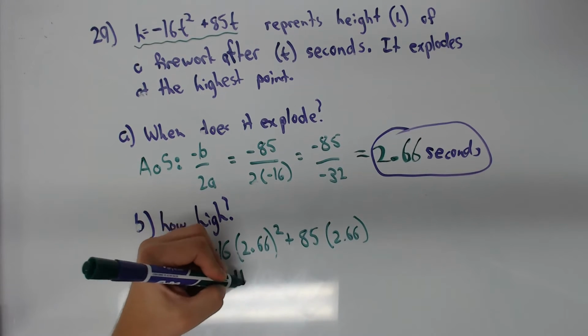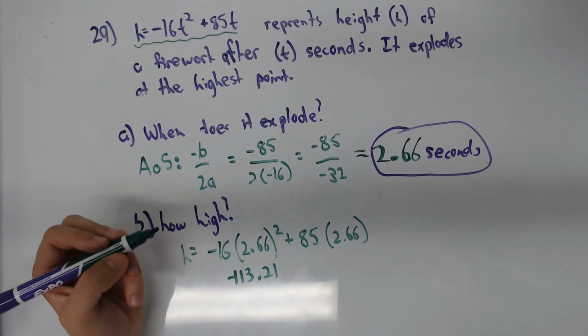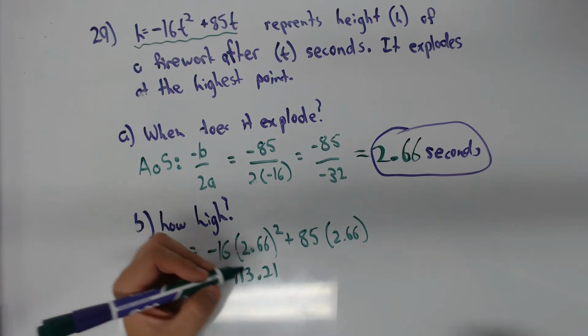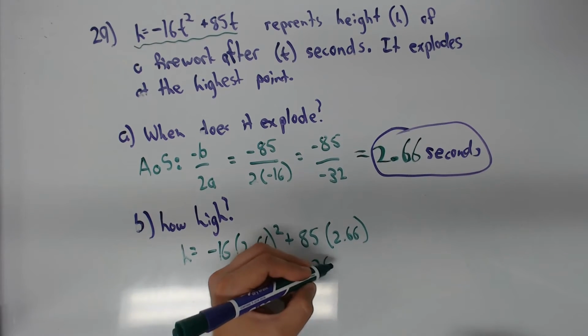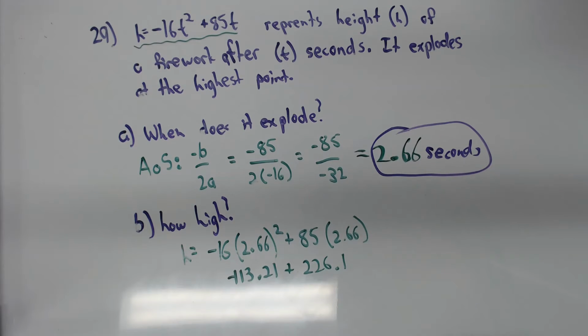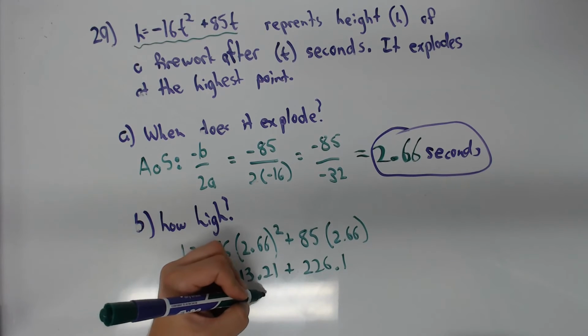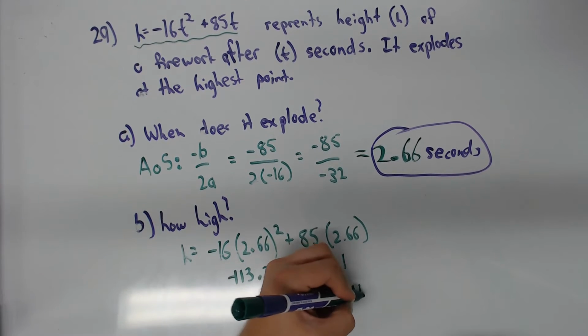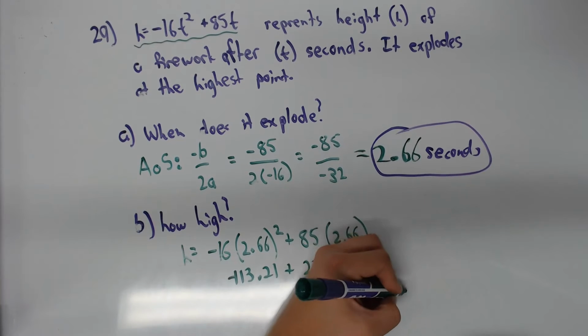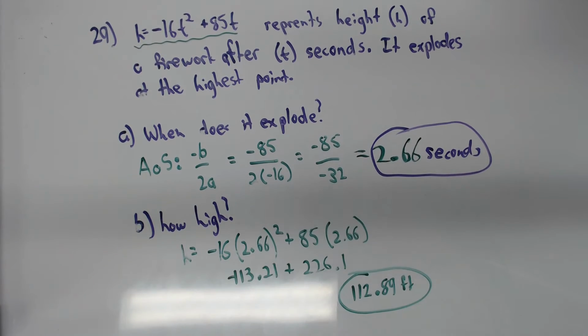So this term is -113.21 plus 226.1 and I get 112.89 feet. All right. So there's that. Again, just have to choose what point are we looking for in its flight.